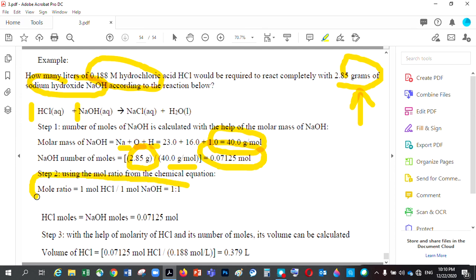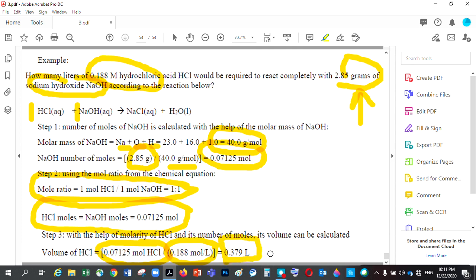Look at this nicely. Because this is a 1-to-1 mole ratio, the moles of HCl will equal the moles of sodium hydroxide, which is 0.07125 moles. Now that I know the moles and the molarity of hydrochloric acid, I can get the volume of hydrochloric acid by dividing the moles I calculated for sodium hydroxide, which is the same for HCl, by the molarity of HCl, and you get the liters of HCl.